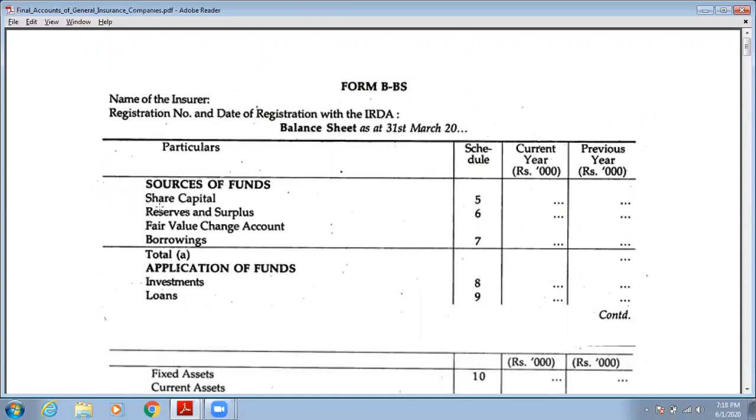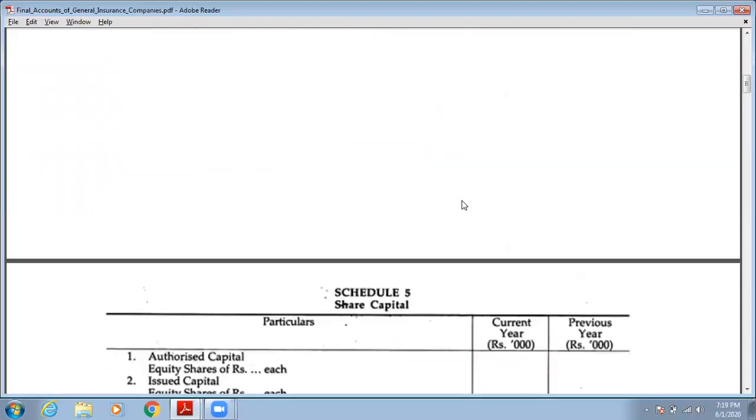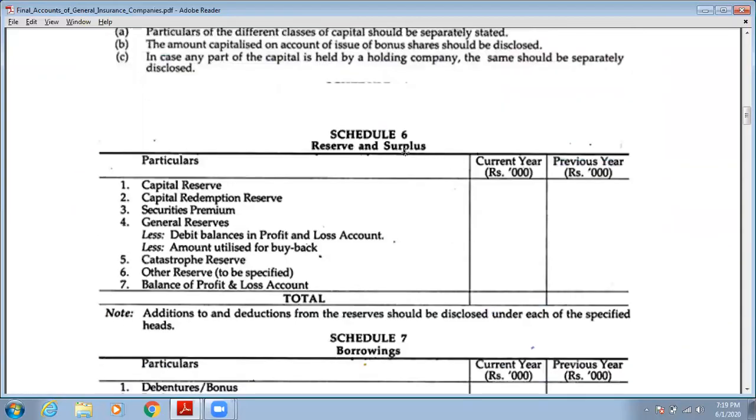Then we will write reserve and surplus in schedule 6. See which kind of reserve and surplus will be included in schedule number 6. First we will write capital reserve if any, capital redemption reserve, security premium reserve, general reserve, catastrophe reserve, other reserves, balance of P&L account. Whichever type of reserve you have, all reserves will be included in schedule number 6. Catastrophe reserve is the reserve which is for natural disasters like earthquake or flood or accidents.